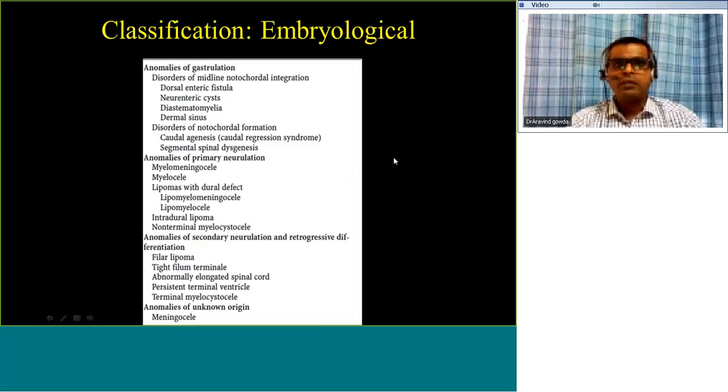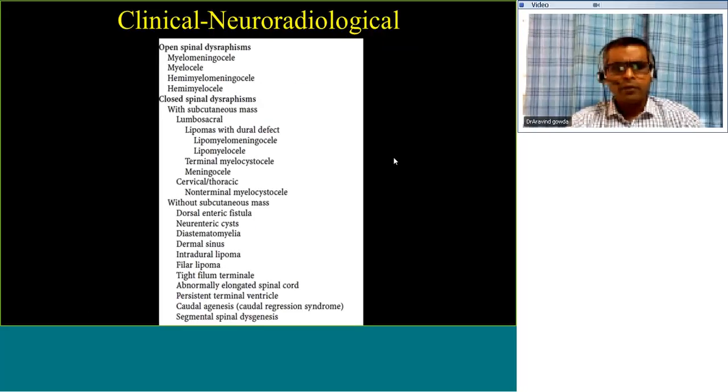Okay. Now coming to the classification, there are various classifications that are applied. Neurosurgeons have their own classifications, depending on their management. Radiologists have their own classifications. The embryologists and anatomists also classify in their own way. But for us as radiologists, we need to know the clinico-radiological classification. What does that mean? There are various things in that. One is the open spinal dysraphism and the other is the closed spinal dysraphism. This is the broad classification.